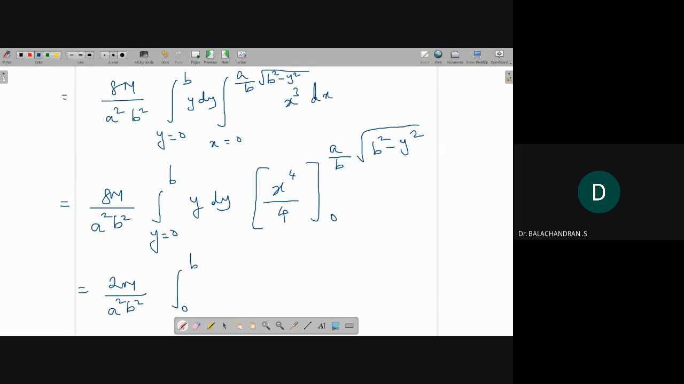Integration 0 to b, y power 4 by b power 4. And x power, b square minus y square whole power 4, is b square minus y square whole square, because if you multiply 4 times, you will get b square minus y square whole square into dy. Now here you have a power 4, here you have a square.